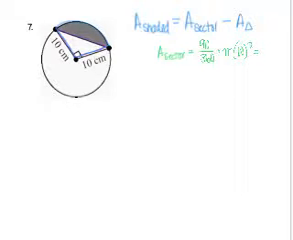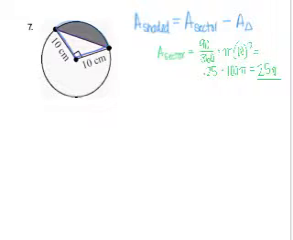So I am just going to multiply 90 divided by 360, and I get 0.25. And then I'm going to say 0.25 of 100 pi, and I got 100 from 10 squared. And so when I do 1/4 of 100, I get 25 pi. And I'm going to leave it in terms of pi. So the area of the sector is 25 pi.